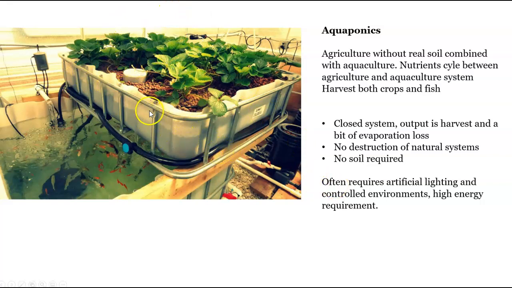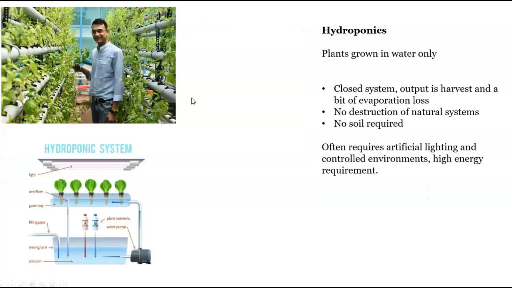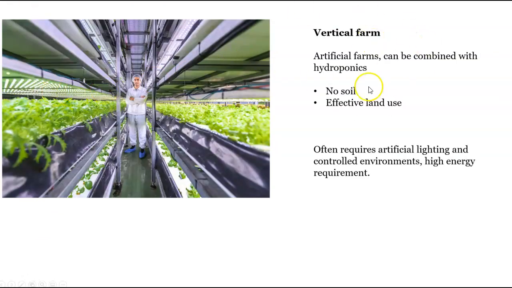However, we of course need to create this controlled environment. We need artificial lighting, so lighting, not lightning, and this would require higher energy. There's of course also hydroponics, which is a very related concept, where we grow plants in only water. Also creating closed systems where we have some evaporation loss, but we don't require soil, so we don't destroy natural systems. Once again, we need to control the environments, artificial lighting, high energy. But you might save a lot of space because you can grow these in vertical farms like this. And that's all I wanted to say about the last parts of 5.2. I hope you enjoyed this, and I'll see you later.